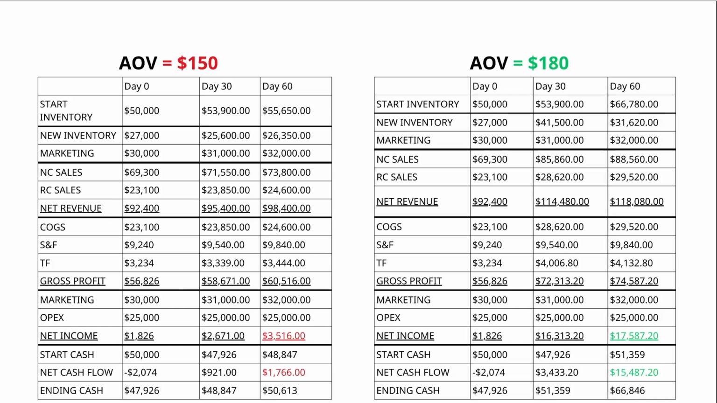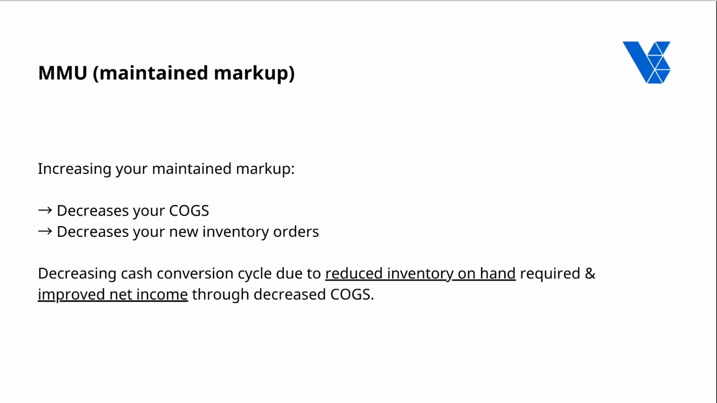If we zoom out to 60 days, you can see the impact that that's continuing to have. So we can see in month 3, we're generating $17,500 in net income. Comparatively, in situation 1 with an AOV of 150, we'd be generating 3.5. Net cash position is up to 66 versus 50. So our net cash flow position has improved by over 10x by simply having about a 30% increase in our average order value. Moving into maintained markup.